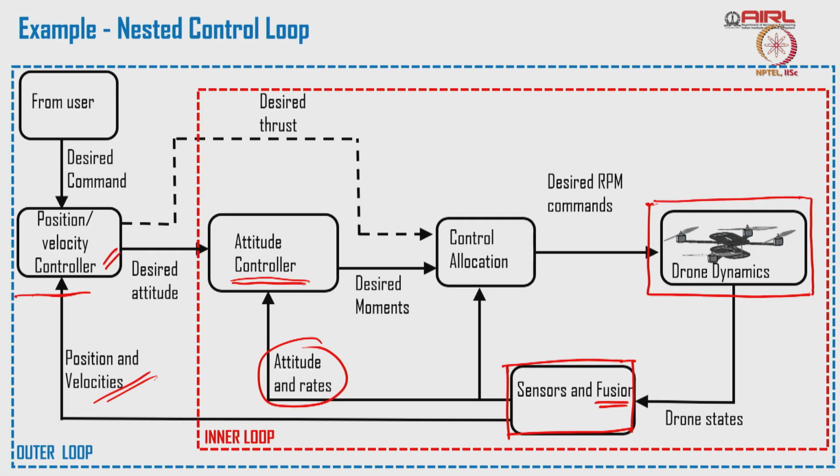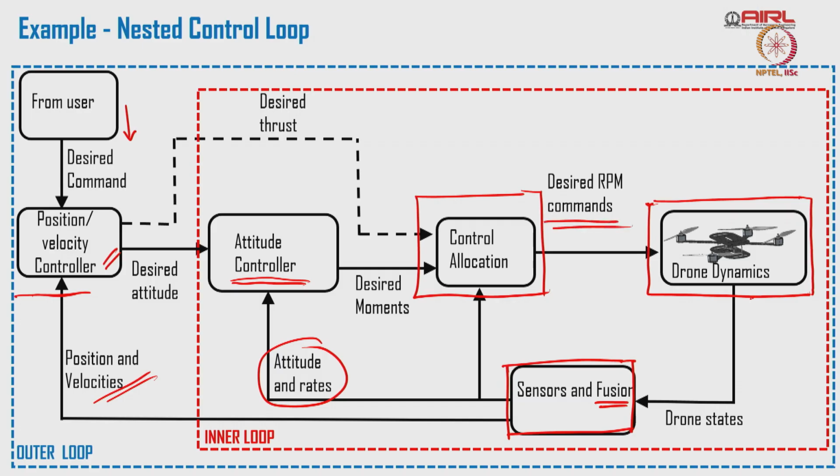From the user, some desired command will come to the position and velocity controller. Then this will give the desired attitude to the attitude controller, which will generate desired moments and come to the control allocation block that we will see in the autopilot lecture. From that, the control input is designed, or what is called the input commands.